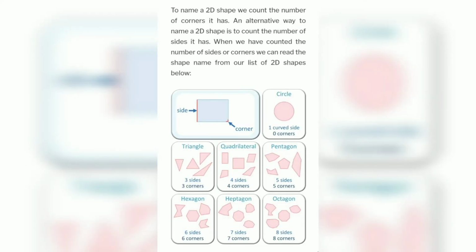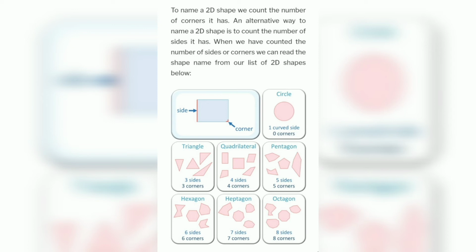How to give a name to a 2D shape? To name a 2D shape, we count the number of corners it has. An alternative way to name a 2D shape is to count the number of sides it has. When we have counted the number of sides or corners, we can read the shape name from the list of 2D shapes.